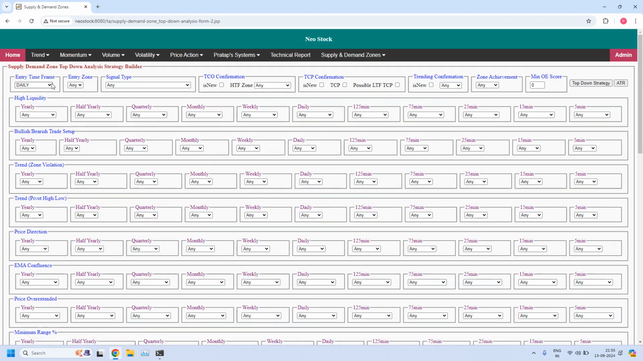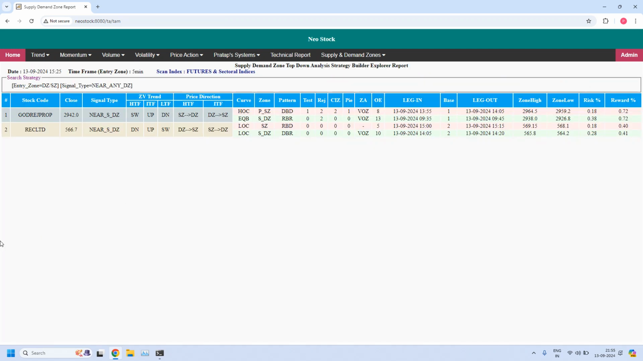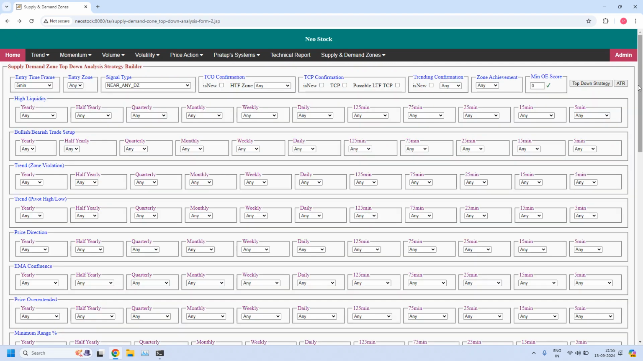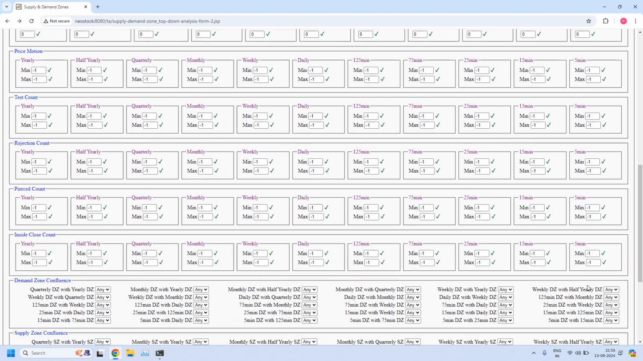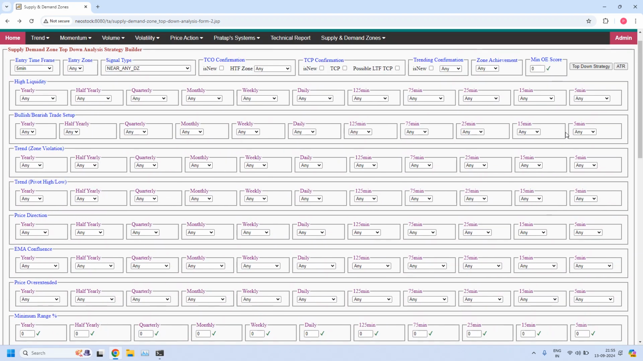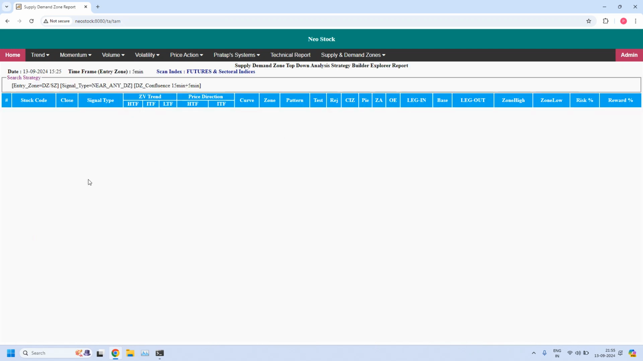Next, entry time frame is 5 minutes. Let us find the stocks near the 5 minutes demand zone. 2 stocks are filtered. So let's verify if any of these 2 stocks are having ITF confluence, that is 5 minutes and 15 minutes demand zone confluence. So I'm enabling the filter. Let's verify. None of the stocks are having 15 minutes demand zone confluence.